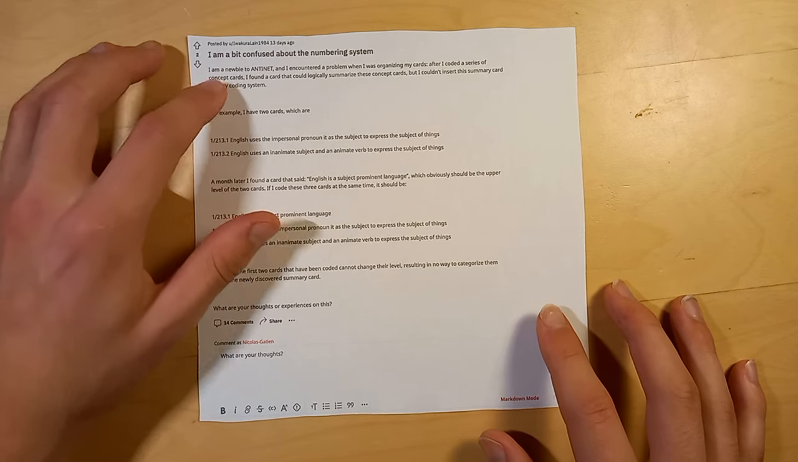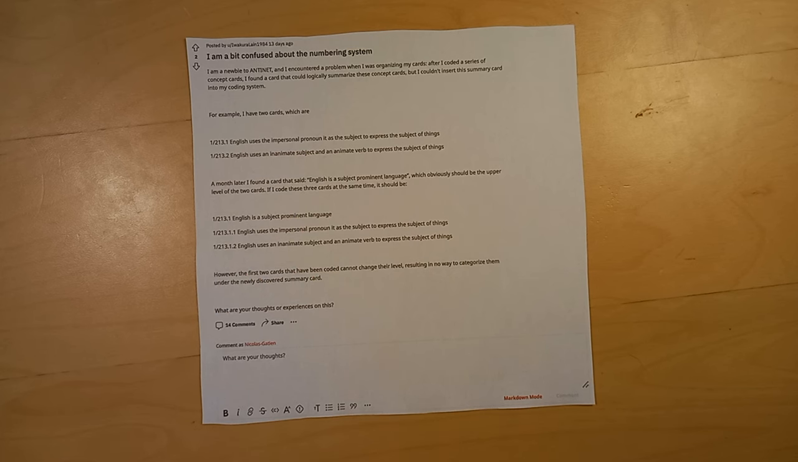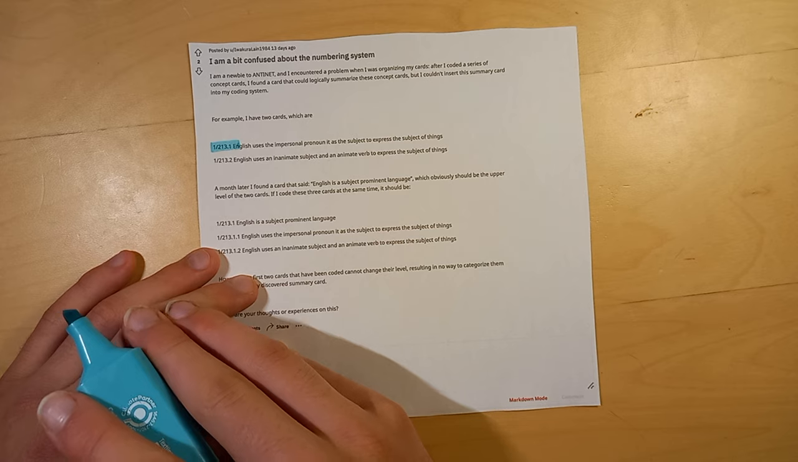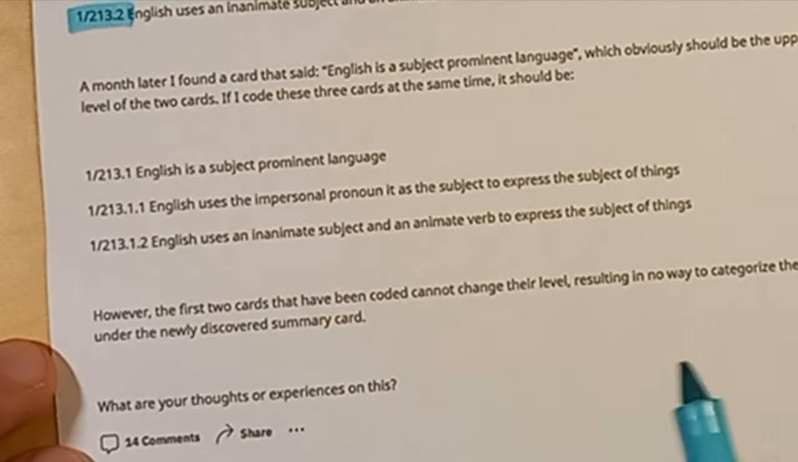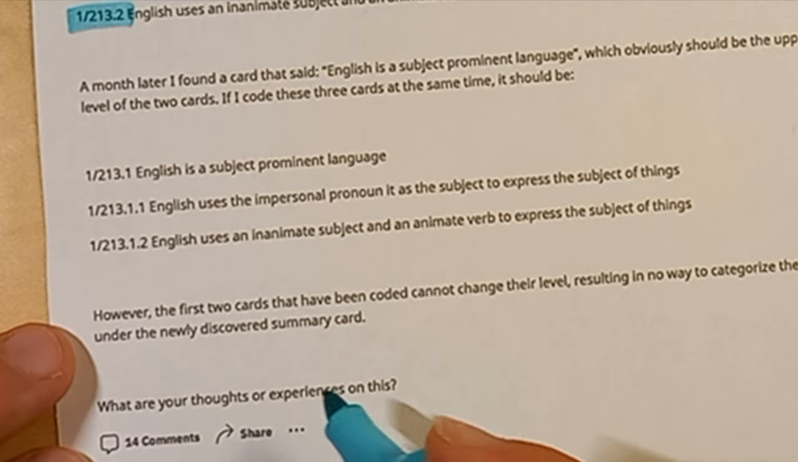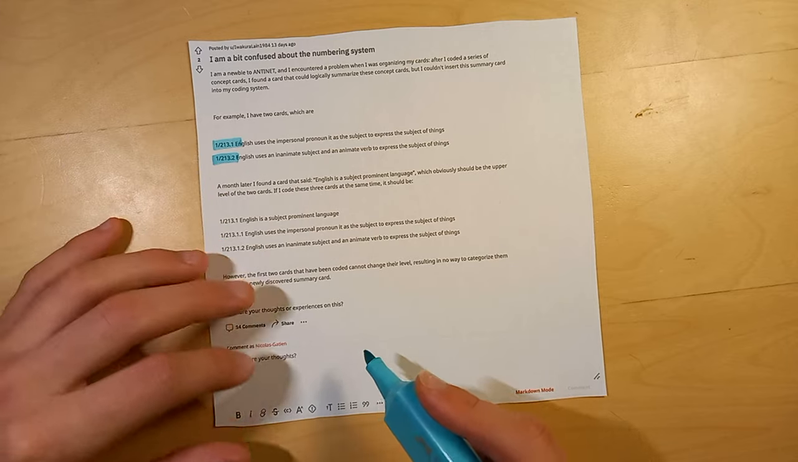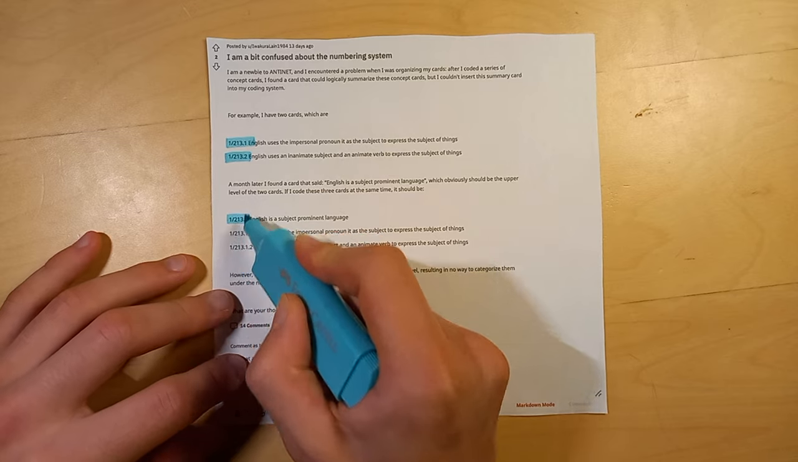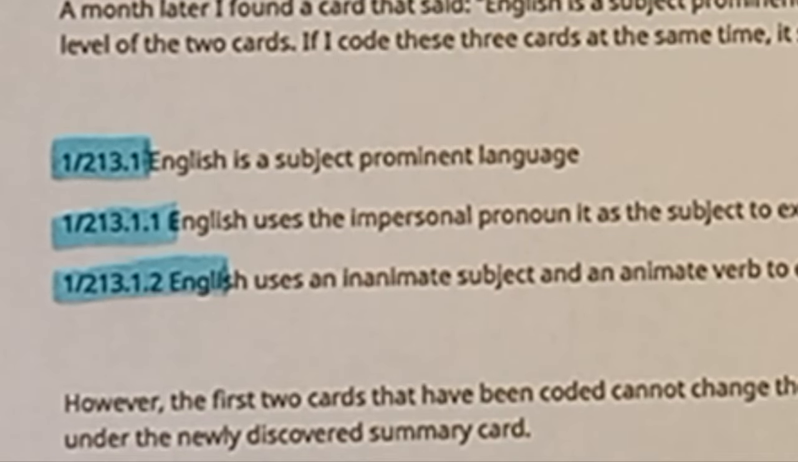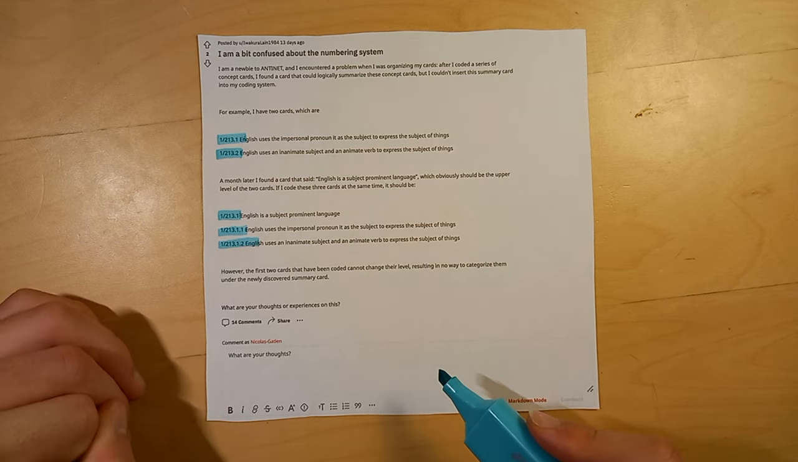Here, we have another question. I'm a bit confused about the numbering system. For example, 2 cards, which are 1/213/1 and 1/213.2. Later on, they create another card that would make more sense to have at the beginning, or to have the other cards be sub-cards of that. And so they're asking, would it make sense to move these 3 cards to have 1/213/1, 1/213/1/1, 1/213/1/2? The answer is no.